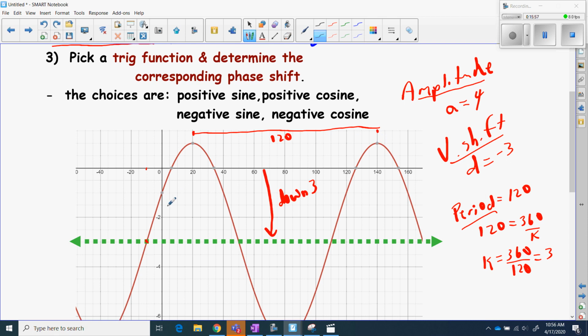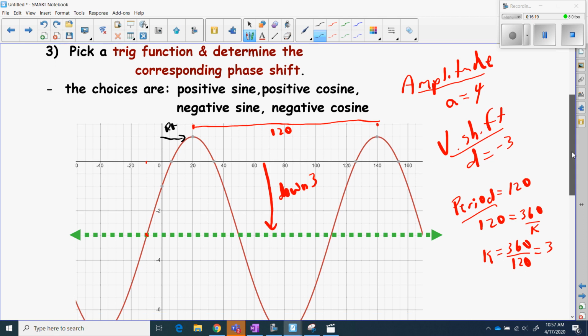Well, the problem is, here's 0. A regular positive cosine is supposed to start that pattern right here. It's not. It's actually moved over. Which way? You say, well, it went right. From its original starting spot, it went right. How far? It went right 20 degrees. So that could be a phase shift that I could use to describe this graph.